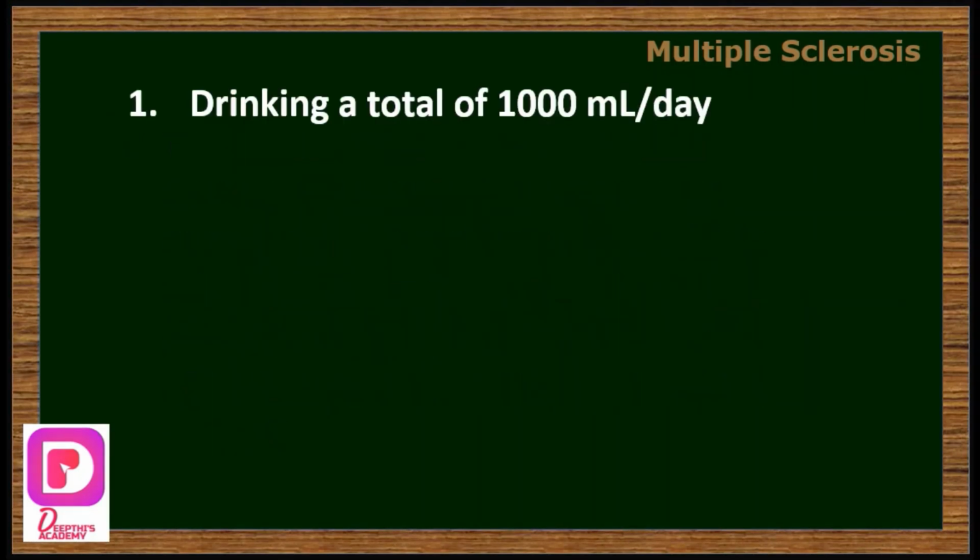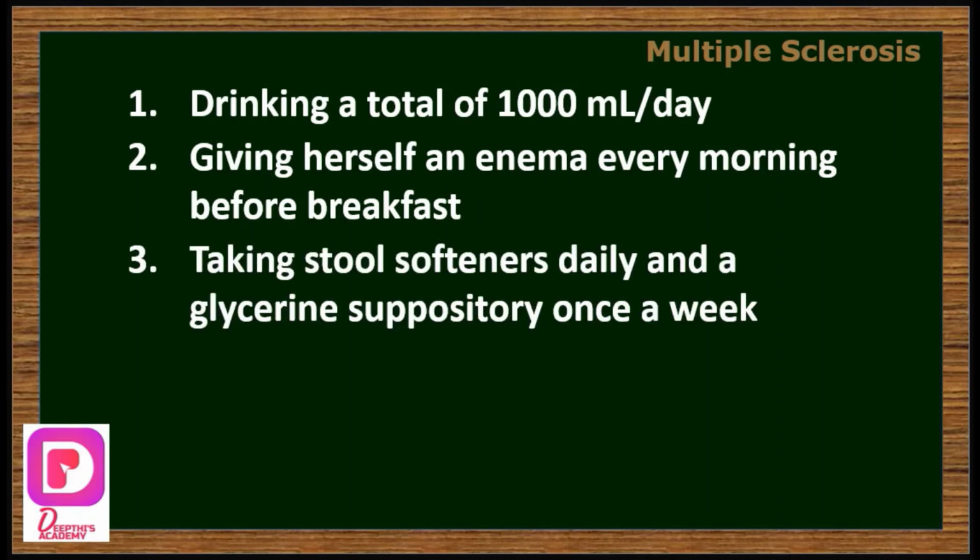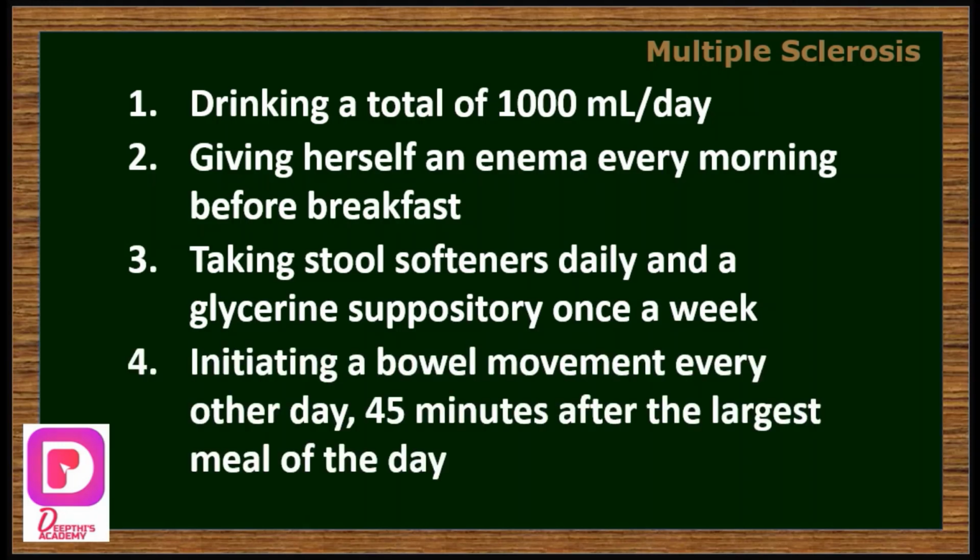Option number 1, drinking a total of 1000 ml per day. Giving herself an enema every morning before breakfast. Third option, taking stool softeners daily and a glycerin suppository once a week. Fourth option, initiating a bowel movement every other day, 45 minutes after the largest meal of the day.